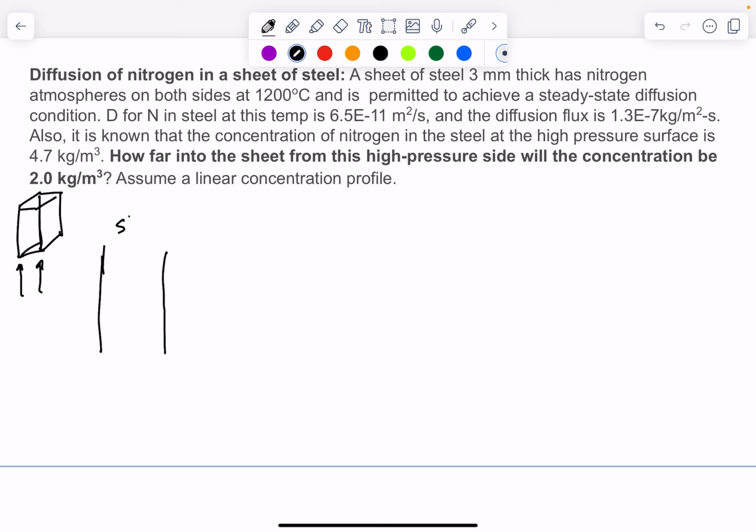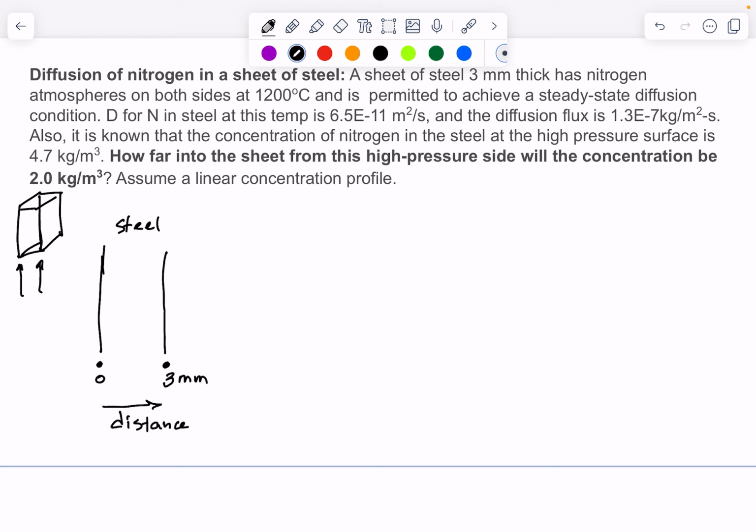For my sheet of steel, what we will see is that if we have distance increasing in this direction, we are at a distance of 0 on the left-hand edge, and when we get to the other side of the piece of steel, we are at a distance of 3 millimeters. I'm going to call this distance.